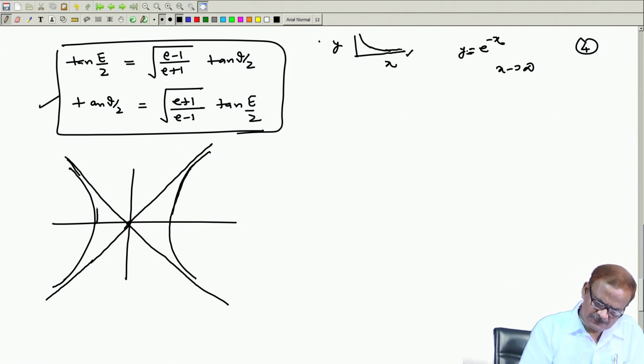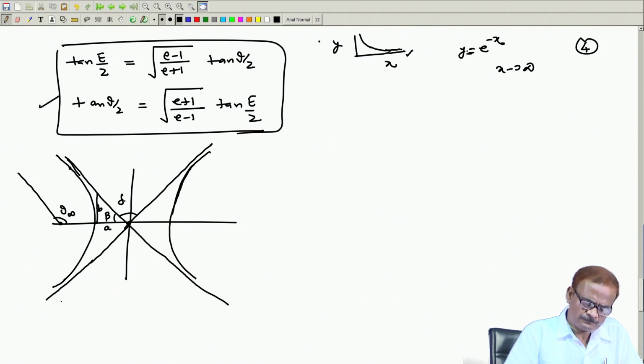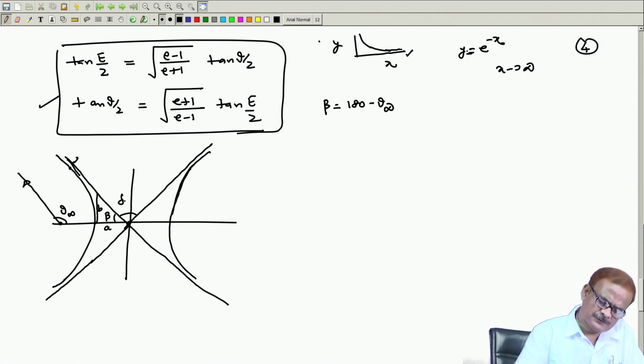Already we have shown this distance to be b, this distance to be a, and this angle as delta. This part was remaining in our discussion, so I am taking it up at this stage. This angle, theta infinity, we write as beta. So, we can see that beta equal to 180 minus theta infinity, because this is parallel to this asymptote. This is the asymptote.